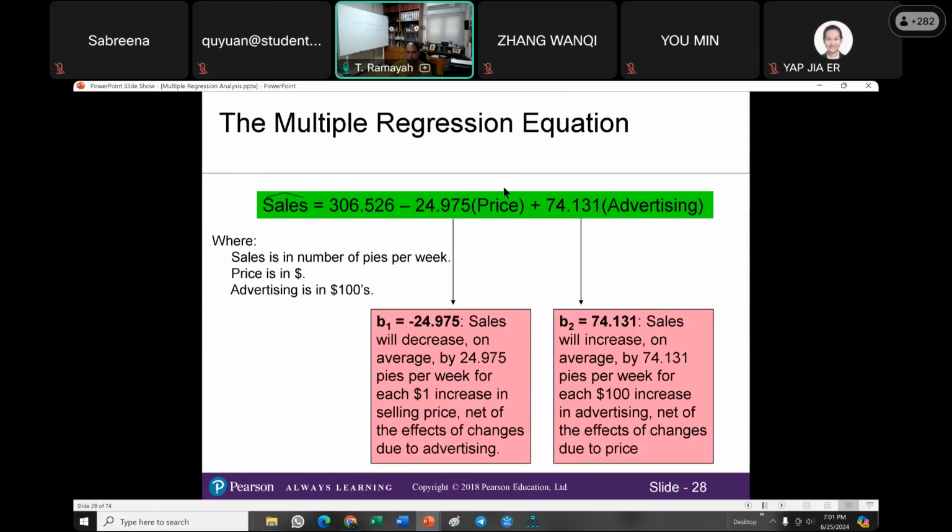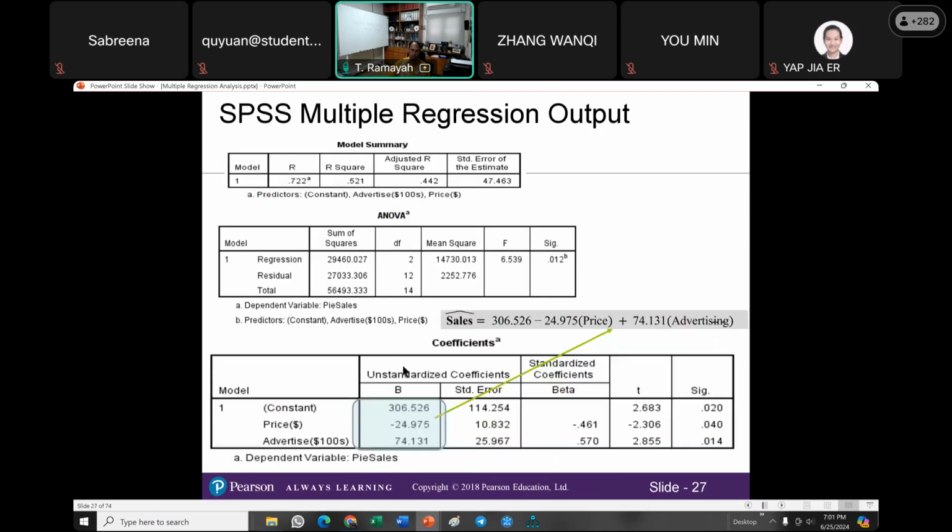A $1 increase in price gives you a reduction of sales by 25 units. A $100 advertising increase will give you a 74 unit increase in sales, because the signs are negative and positive. Any questions on the interpretation of the coefficient? This is the unstandardized coefficient, where you get it from column number 1. Any questions? Okay.